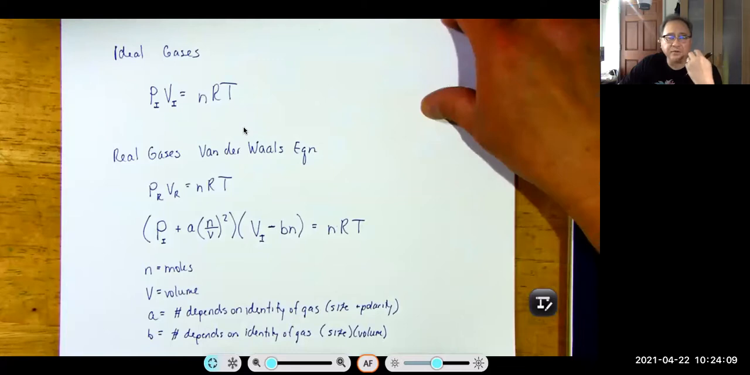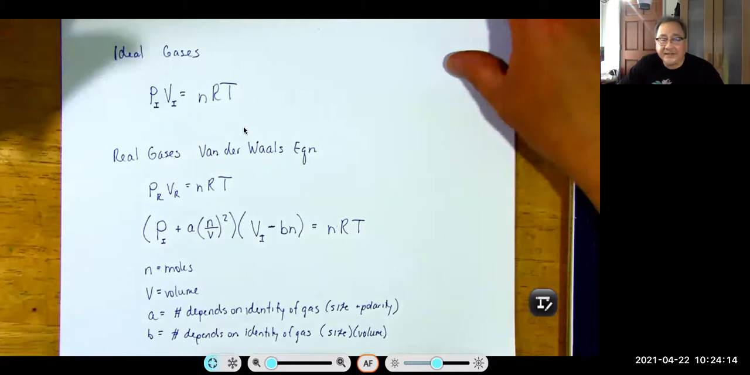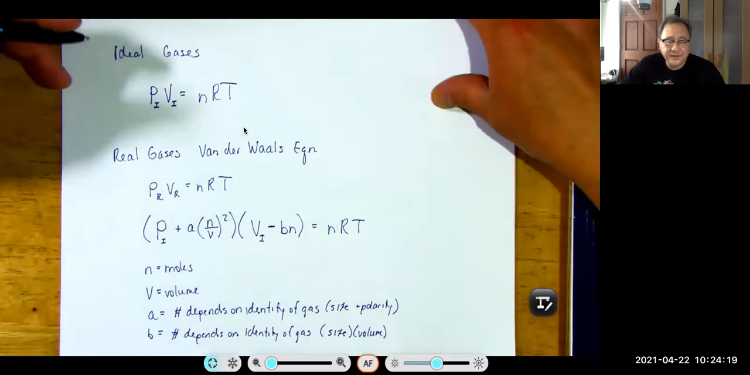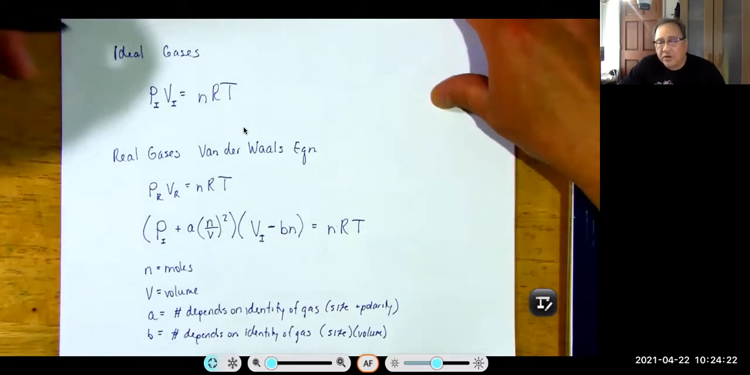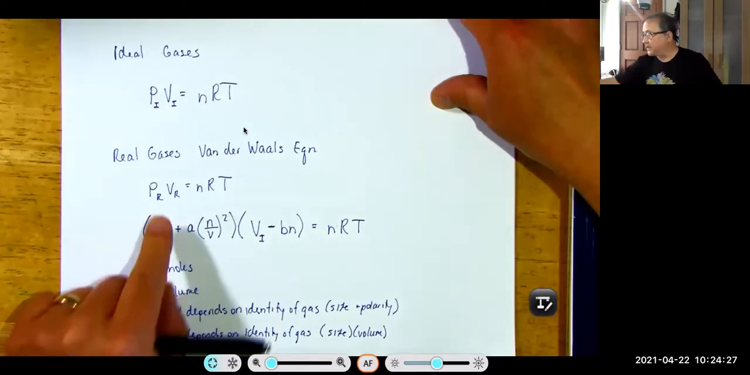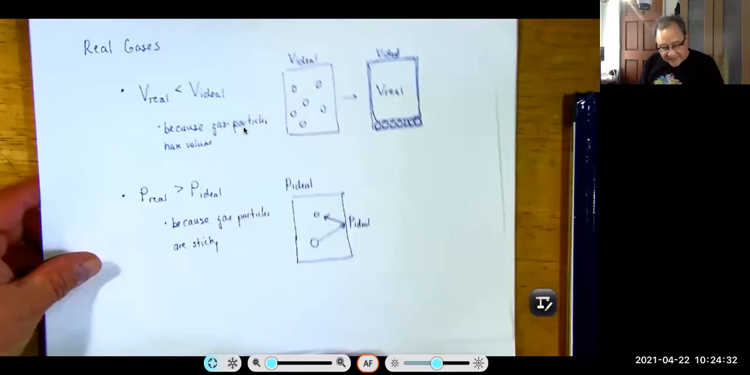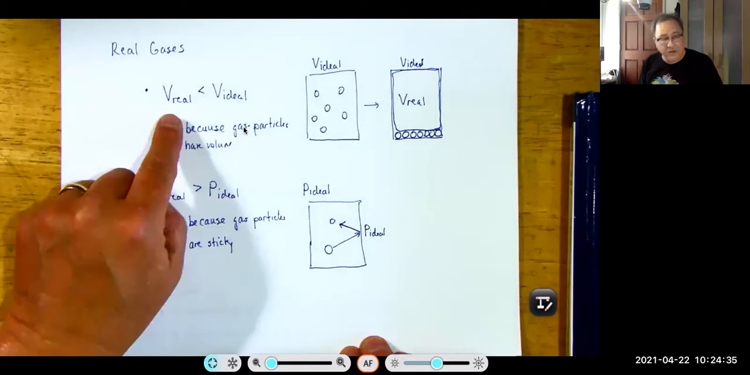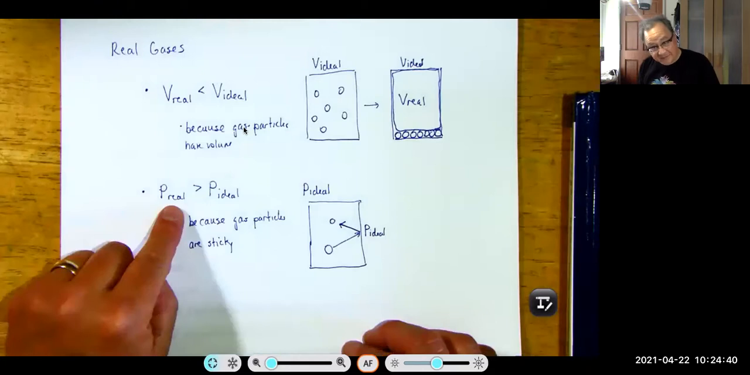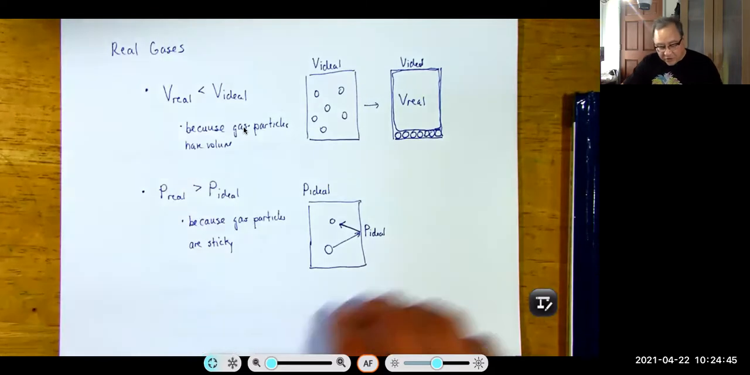But the two big take homes are this: that ideal gases are best at STP, and for real gases, the pressure, where's my notes? I want to go back to it. The real pressure is less than the ideal. And for the volume, the real volume is, I said that wrong. The real pressure is greater than the ideal, and the real volume is less than the ideal. And so those are two big take homes.